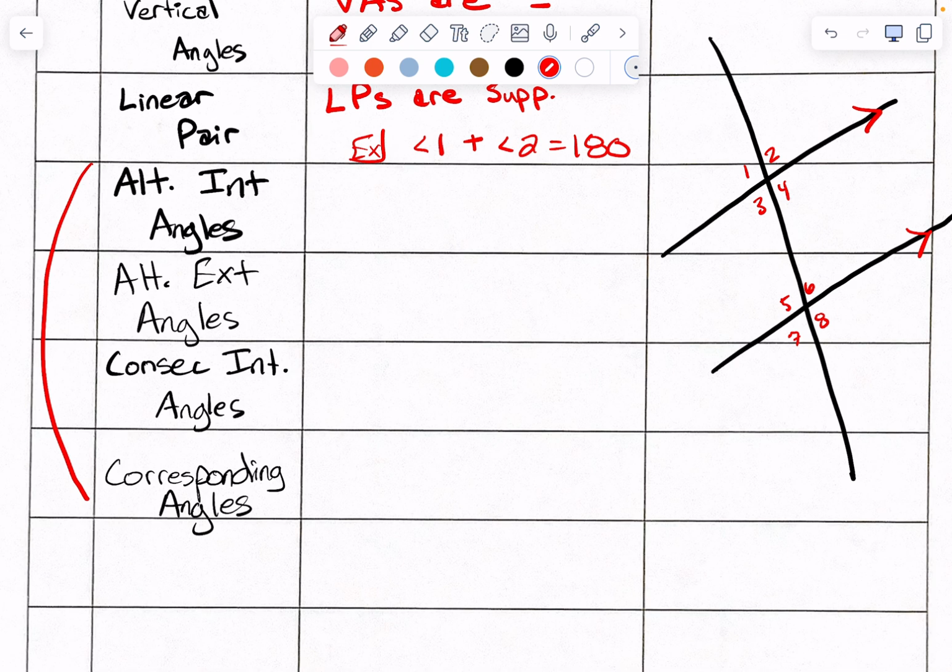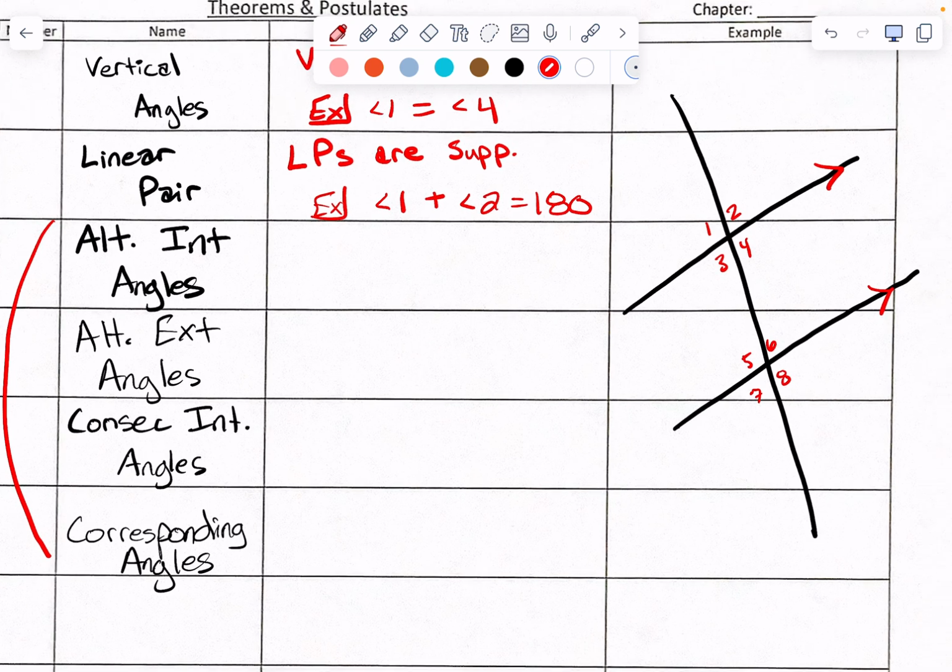So alternate interior. Let's give some alternate interior ones. Give me a set. 3 and 6 and 4 and 5. Okay, we'll list both of them, right? Because there's only 2 sets. 3 and 6 and 4 and 5. Now, what do I know about alternate interior angles? Like, what is 3 and 6? They are congruent. So, AIAs. Alternate interior angles are congruent.